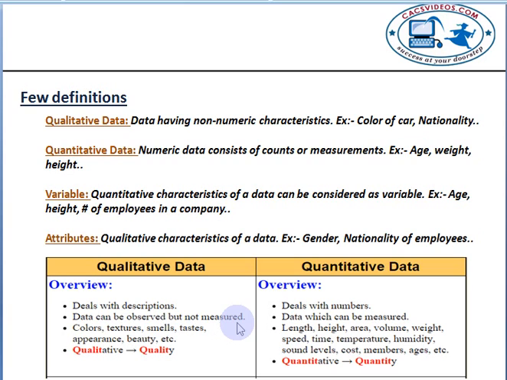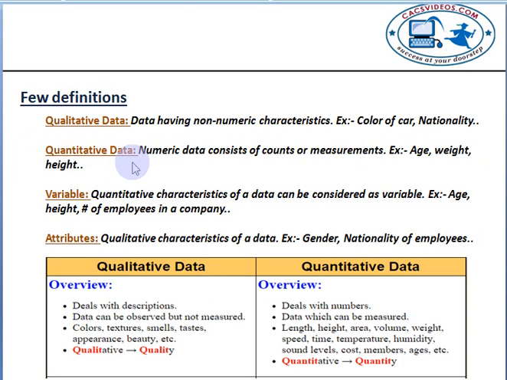Can you measure the color of a car? The smell or taste of food, or beauty. Whenever you see a beautiful girl on the road, what is your first reaction? "Wow, what an amazing girl!" But can you measure the beauty of that girl? No, right? So that type of data is called qualitative data, which cannot be measured but can be observed, and which always deals with the quality of anything.